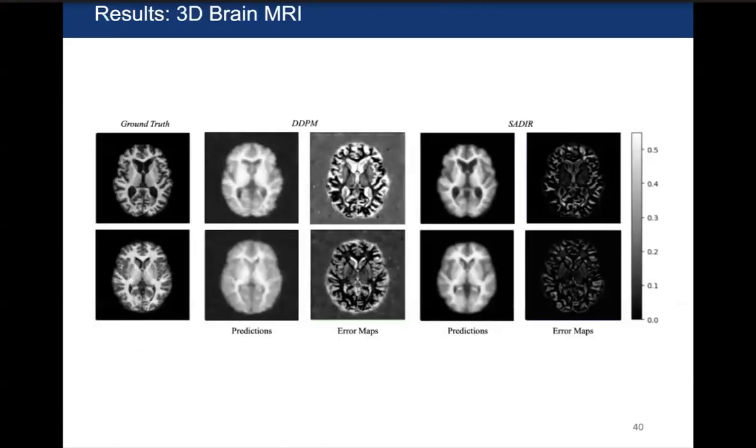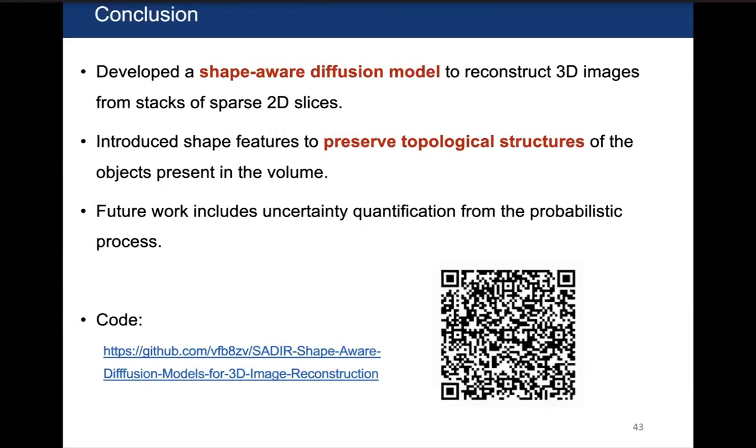So here are the qualitative results from evaluating SADIR on 3D brain MRIs. We have compared our model to that of the denoising diffusion probabilistic model, and we can see that the DDPM fails to reconstruct brain volumes with the right shape of different parts of the brain, such as the ventricles, the sulci, and gyri. Though there are errors in the shape of the sulci, SADIR reconstructs the complete 3D brain MRI from 2D slices with minimum normalized absolute error, as seen in the plotted error maps.